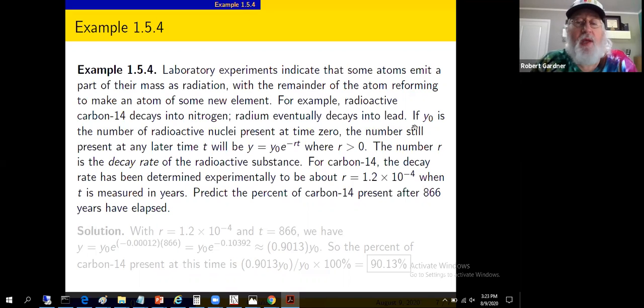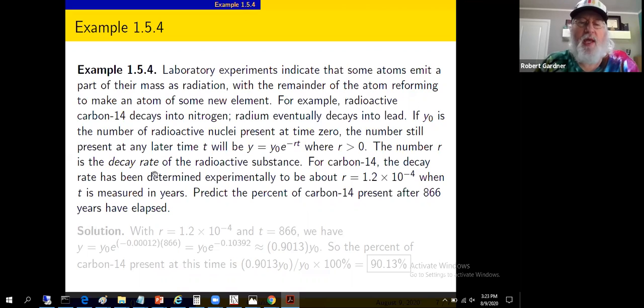Two examples. If y sub 0 is the number of radioactive nuclei present at time 0, the number still present at any later time t will be given by this: y equals y sub 0 e to the negative rt, where r is positive. Okay, the exponent's negative, the r value is positive. So we have an initial amount, and this represents exponential decay of that initial amount.